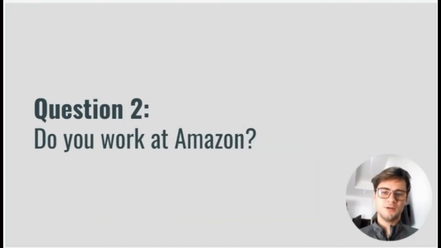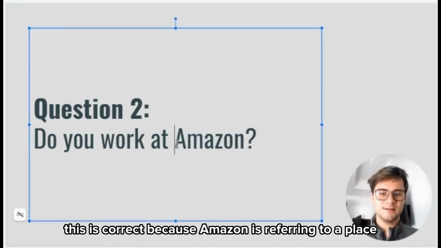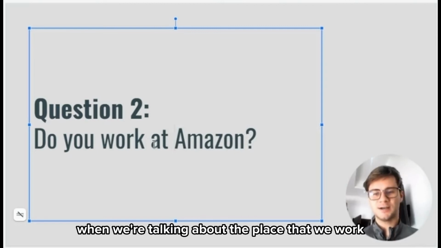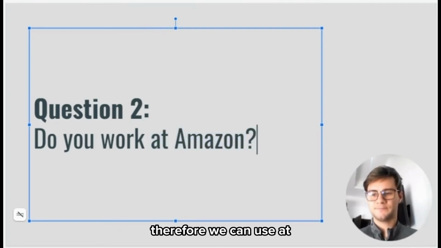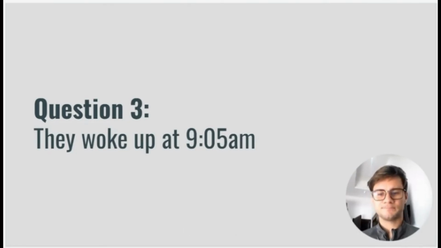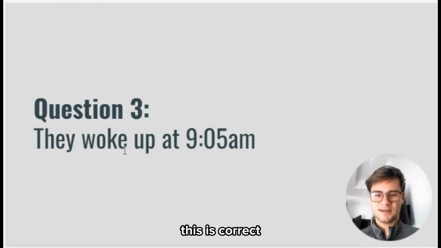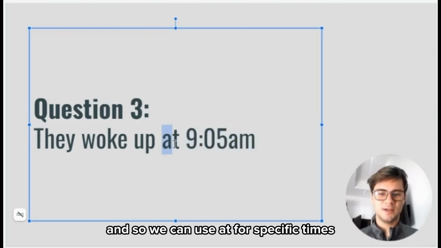Question number 2. Do you work at Amazon? Is this correct? This is correct because Amazon is referring to a place, and we can use work at when we're talking about the place that we work. So it's a specific place, therefore we can use at. Question 3, they woke up at 9:05 a.m. Is this okay? This is correct. We have 9:05 a.m., a specific time, and so we can use at for specific times.